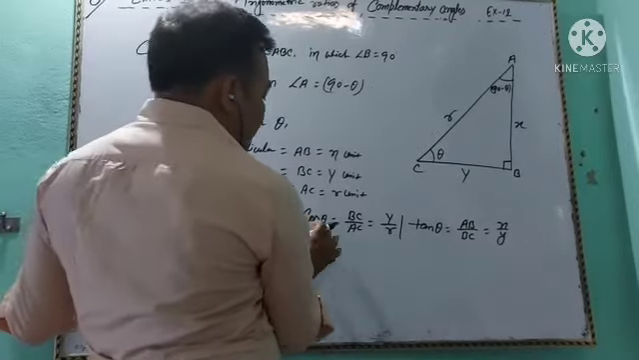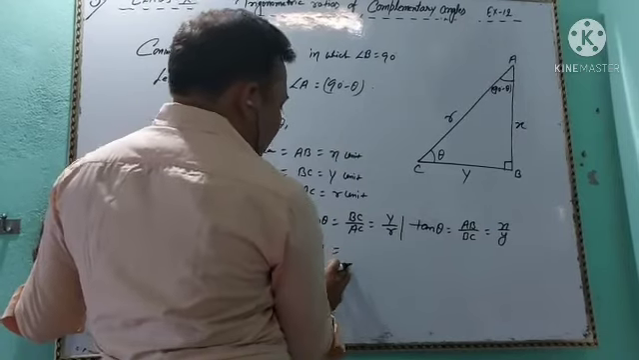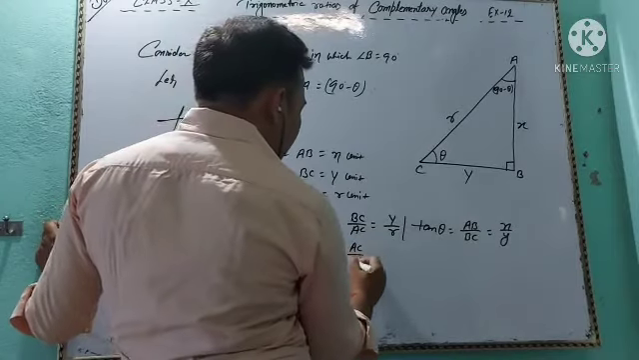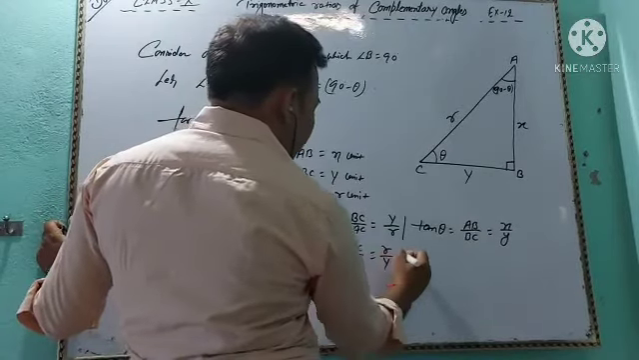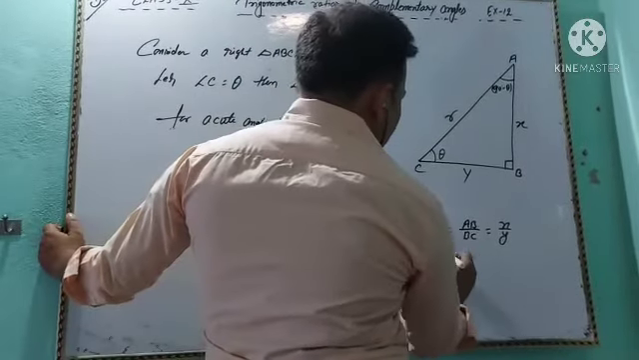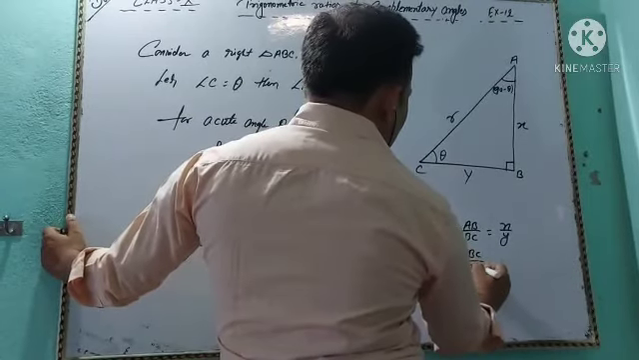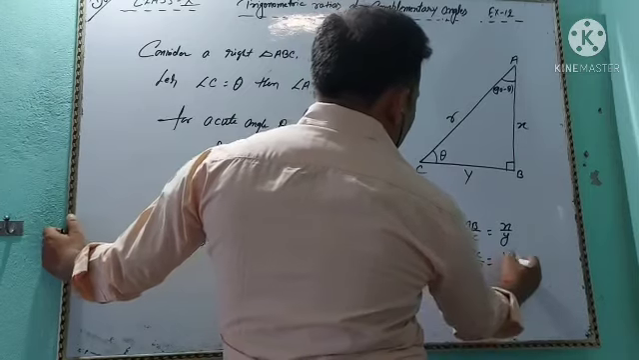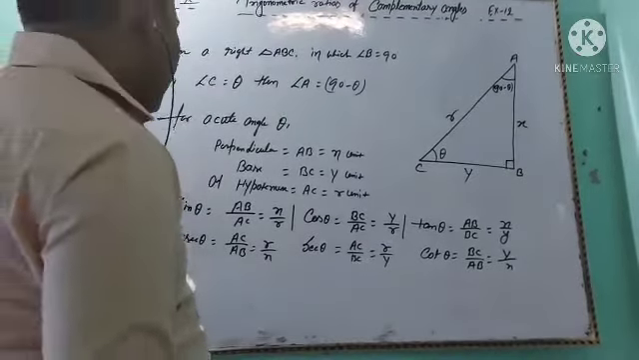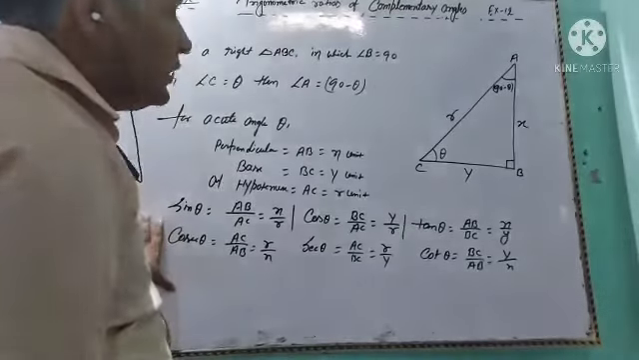The reciprocal of cos theta is sec theta. Sec theta is equal to hypotenuse by base, that is AC by BC, is equal to R by Y. And the reciprocal of tan theta is cot theta. Cot theta is equal to base by perpendicular, that is Y by X. Okay students, these are the trigonometric ratios according to acute angle theta.